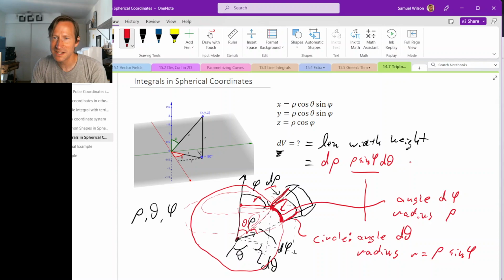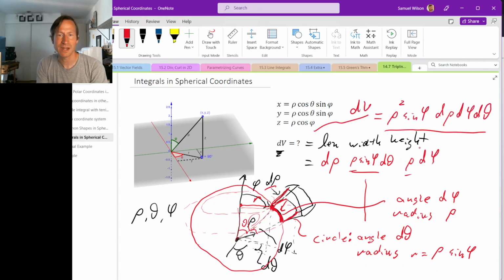Okay, so putting this all together, what we get for dV is, let's see, we have two factors of rho, so rho squared. We have a sine phi, and then all our differentials, d rho, d phi, d theta, and you can put these differentials in any order. So this is dV in spherical coordinates: rho squared sine phi d rho d phi d theta.